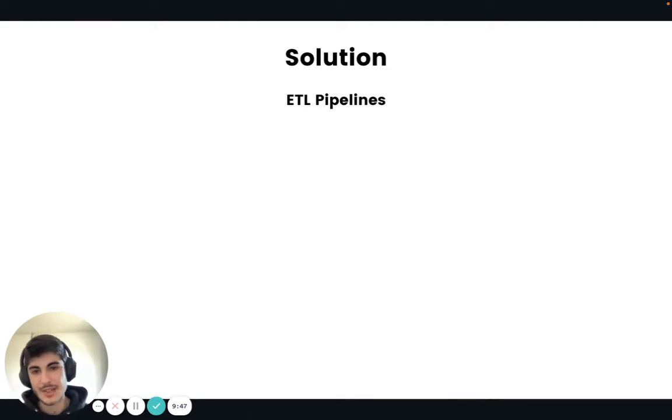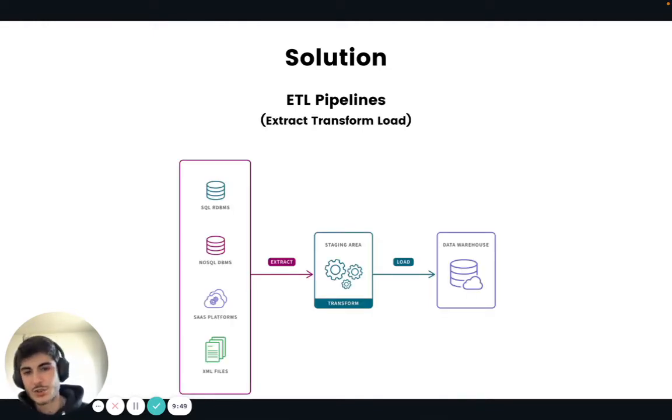ETL pipelines, which stands for extract, transform, and load, are a structure used by really big tech companies that allow them to extract all the data from all the data sources, clean it, aggregate it, and collect it inside a centralized data warehouse.